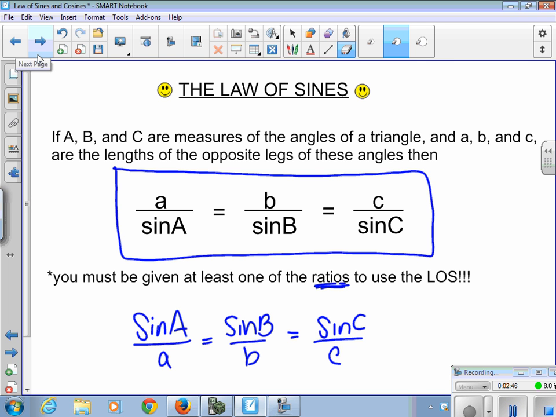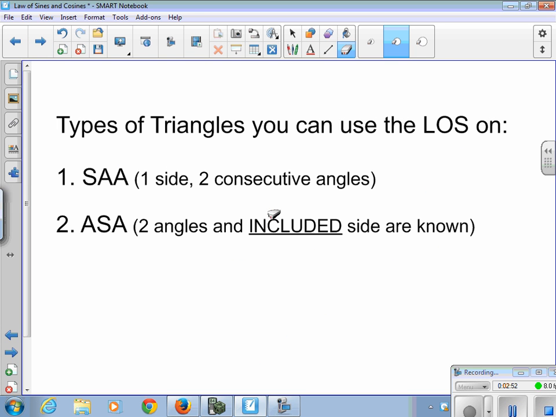Okay. So now there are two types of triangles that you can use law of sines on. And this really doesn't matter, okay? You'll know when to use the law of sines because you'll have a pair, but the two types of triangles that you can use the law of sines on are side angle angle or angle side angle, okay? Does that make sense? You remember those from geometry? Good. All right. Questions so far?